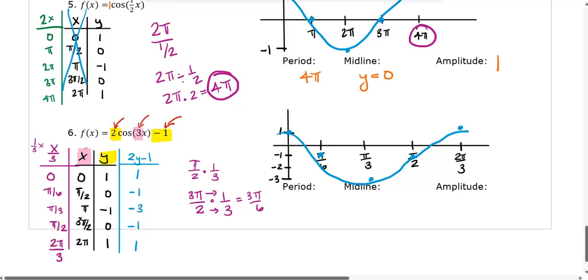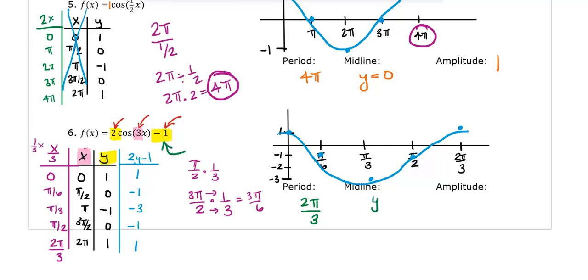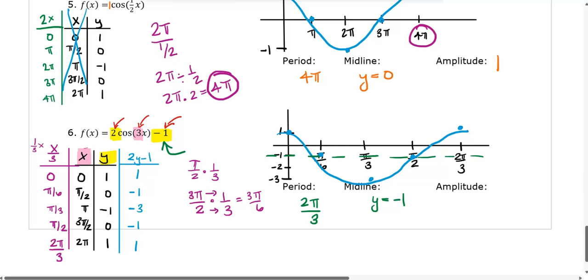All right, so I've already answered some of these questions, but I'll go ahead and write them down. The period, it's 2 pi over b, which is 3. Midline. Midline is whatever that value there is. Y equals -1. And I can see it right here. This is halfway in between my maximum and minimum. My maximum is 1. That's a distance of 2 from -1 to 1. And my minimum is at -3. That's, again, a distance of 2 from that -1 to -3. So that's halfway in between right there.